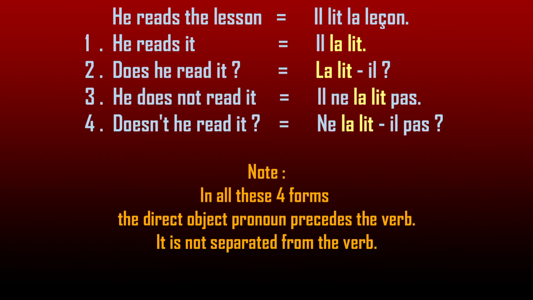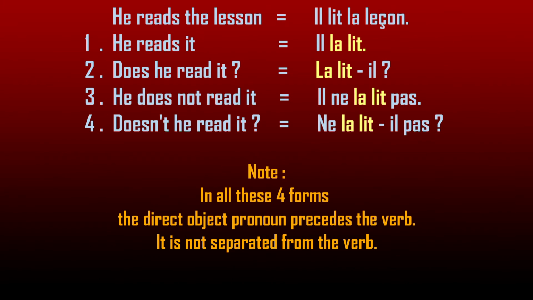How is it written? La lit-il. What is it? The subject is written after the verb, so it becomes interrogative, and the direct object pronoun la is written before the verb. La lit-il. Does he read it?